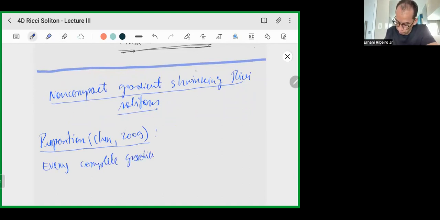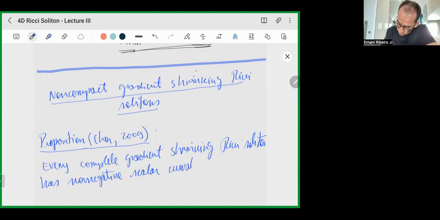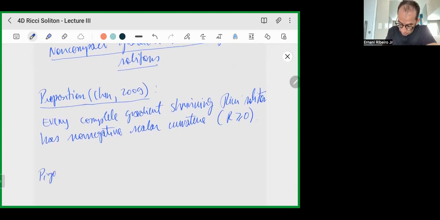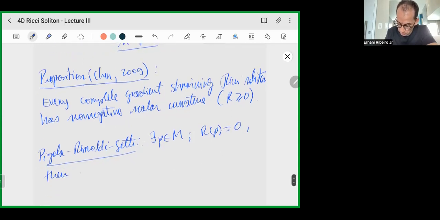gradient shrinking Ricci soliton has non-negative scalar curvature. They also mentioned another result proved by Pigola, Rimoldi, and Setti, which guarantees that if there is a point p on M such that the scalar curvature is 0, just at one point, then the manifold is the Gaussian soliton.